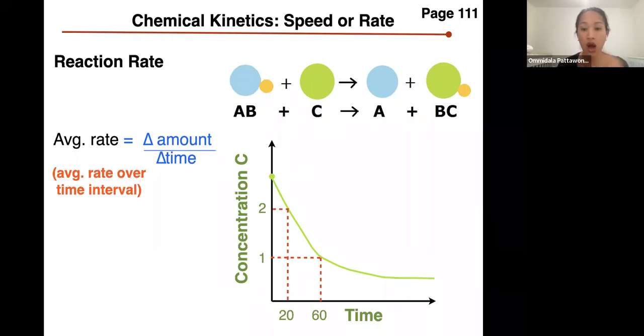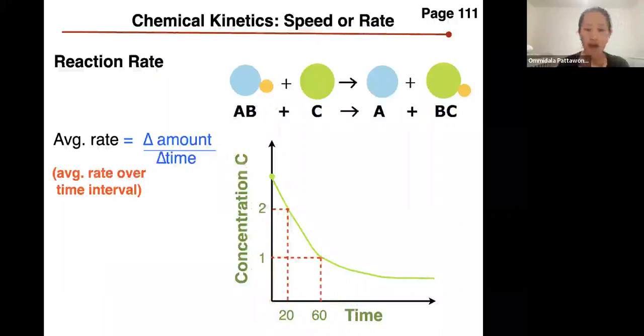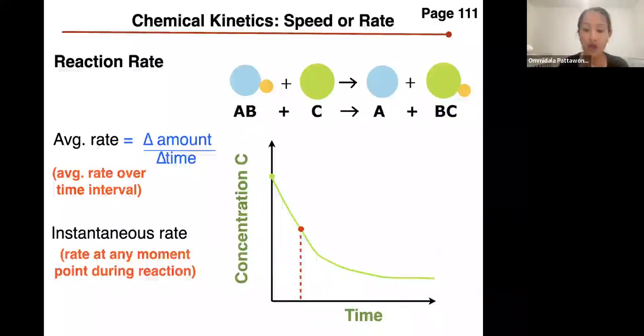You can also find out the average rate at a certain time interval as well. For example, if I want to know the average rate between 20 seconds to 60 seconds, you can look at those specific concentrations as well. Pretty much the difference of the concentration over the difference of time is going to give you the average rate.